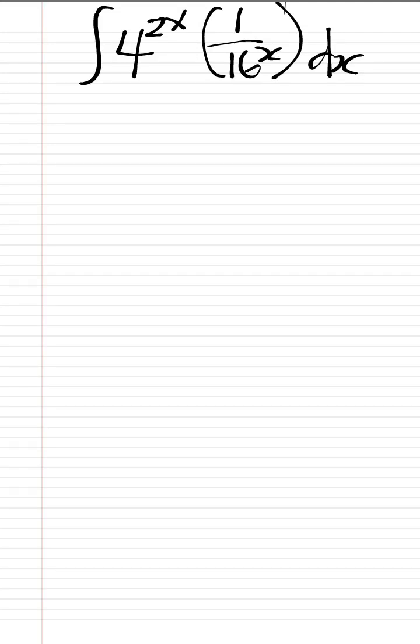Okay, so we have this integration here. We have the integral of 4 exponent 2x, times the bracket 1 divided by 16 exponent x, dx. So we are looking at how we are going to integrate this question.